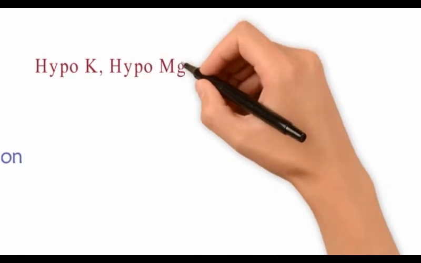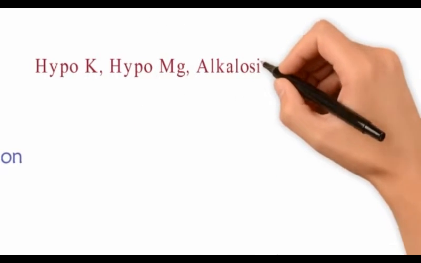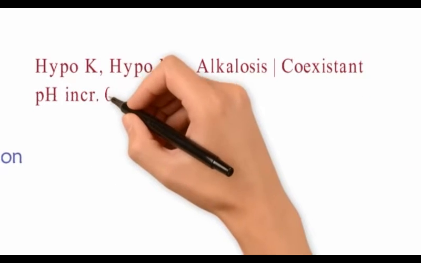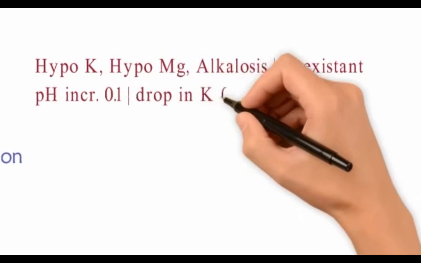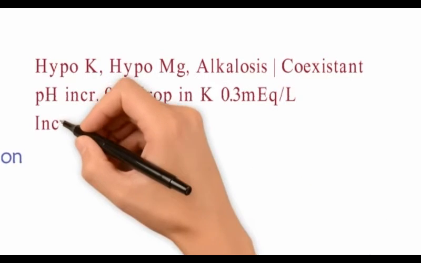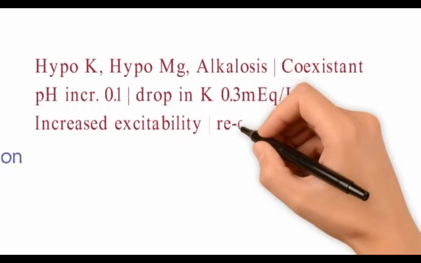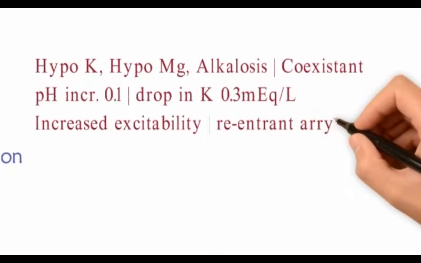Hypokalemia, hypomagnesemia, and alkalosis are coexistent. For every increase of pH of 0.1 above normal causing alkalosis, there is a drop of potassium of 0.3 milliequivalents per liter. This hypokalemia can increase the excitability of the cells, causing re-entrant arrhythmias.